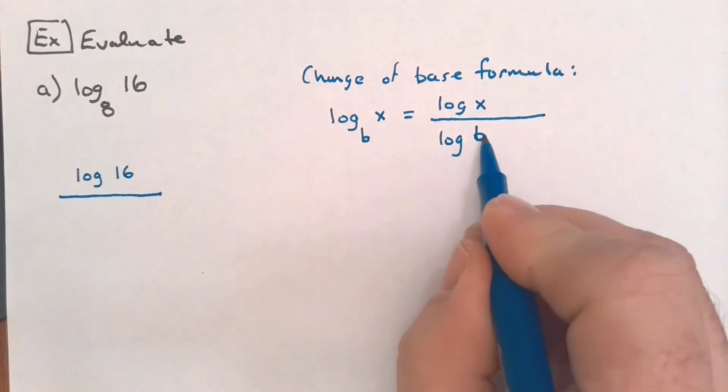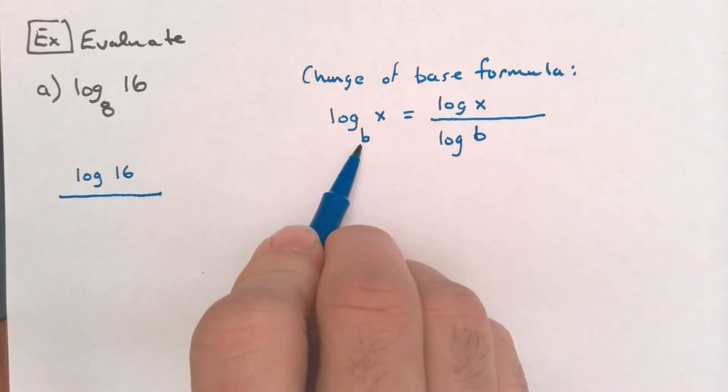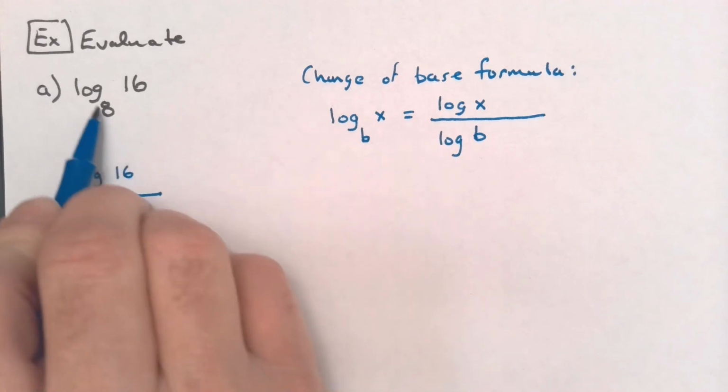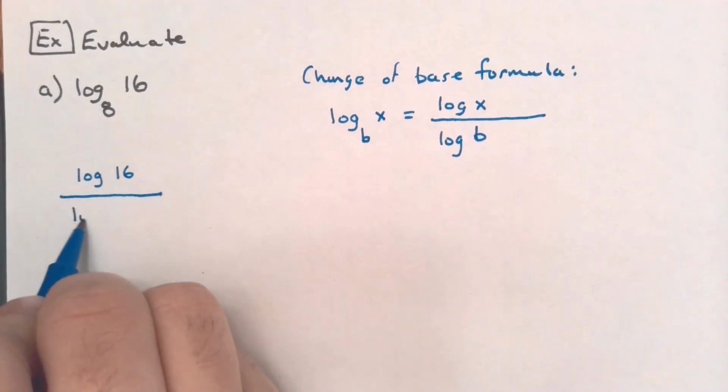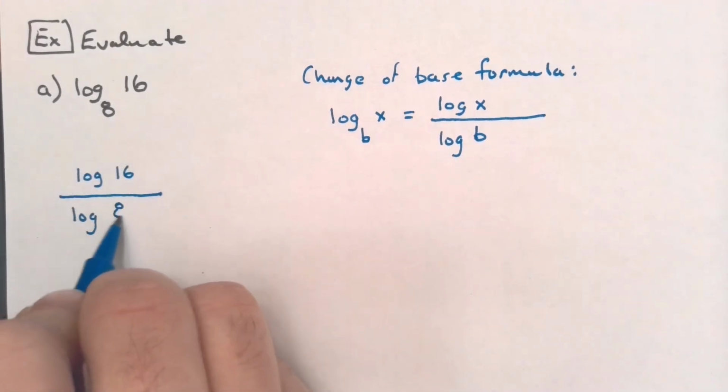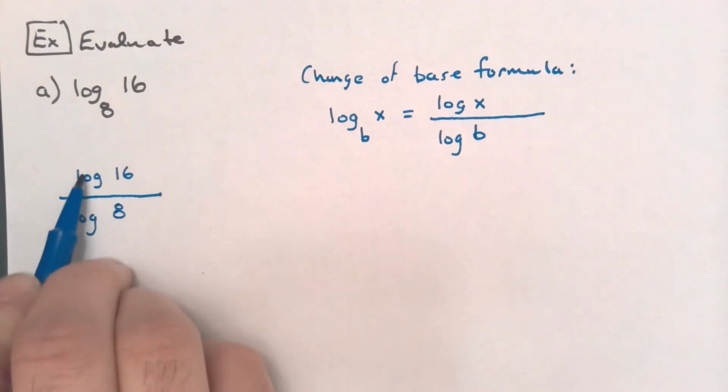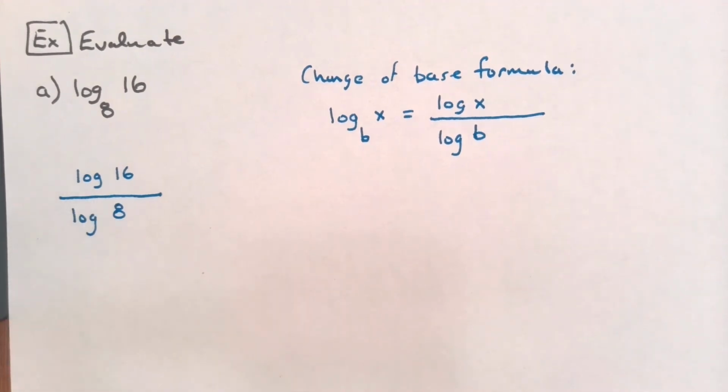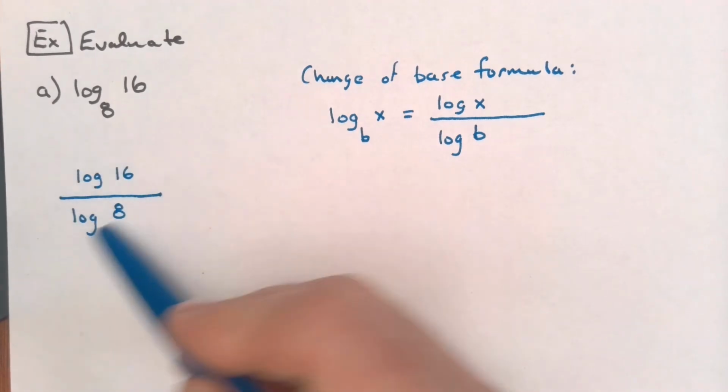And then on the bottom, we have another log, and it's log base b, which is the base of the original log, which is 8. So now I'm going to write this as log of 8. And again, both of these logs are log base 10. That's the button that's on your calculator. So this is literally what we're going to type in.